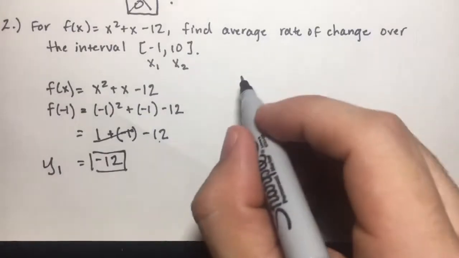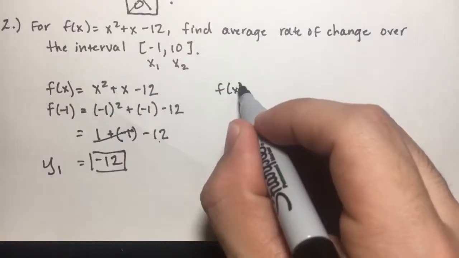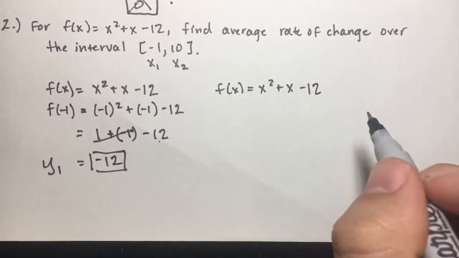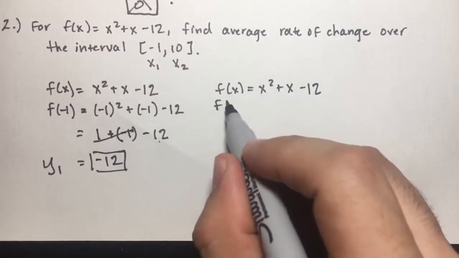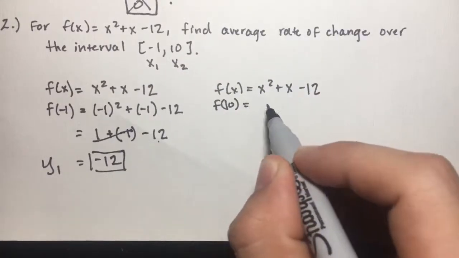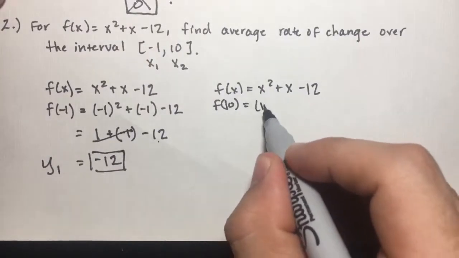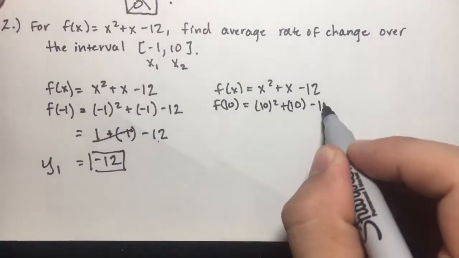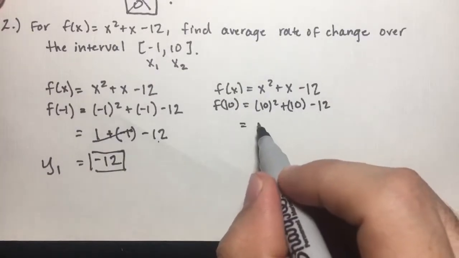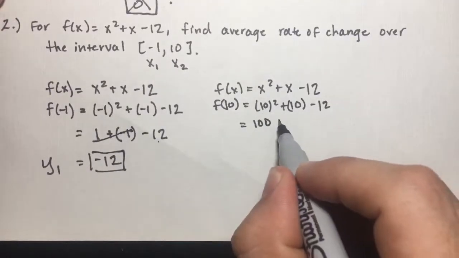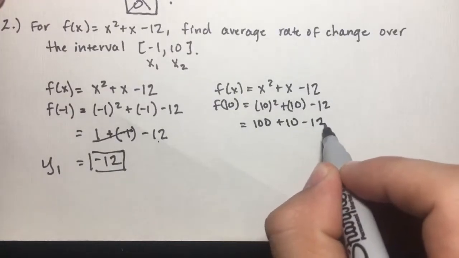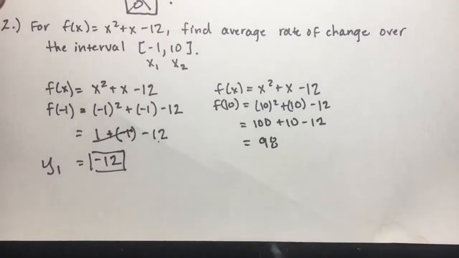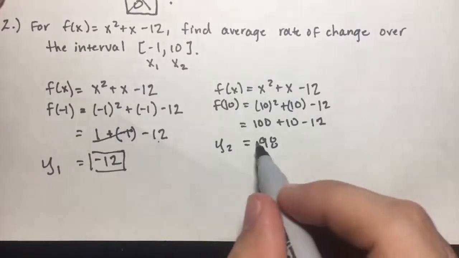So let's find our second one. So our function is f of x equals x squared plus x minus 12. We'll go ahead and plug in 10. So that will be 10 squared plus 10 minus 12. 10 squared is 100 plus 10 minus 12, which gives us 98. Alright, so we found our y2 value.